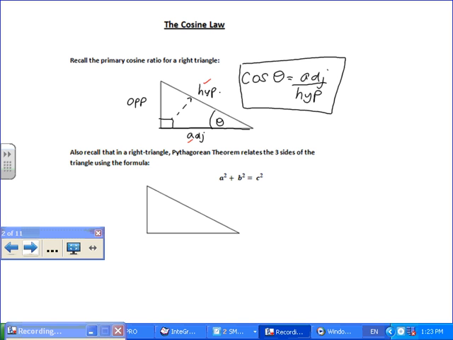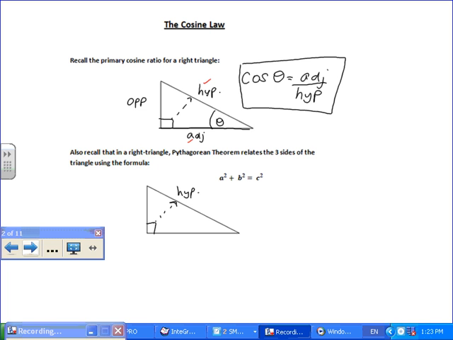But cosine law comes from this relationship. The cosine of any angle is the adjacent over the hypotenuse for a right triangle. And again, our acute triangles can be divided into two right triangles, and so this is where cosine law is derived from. The other thing that's true of a right triangle is that here's my hypotenuse.